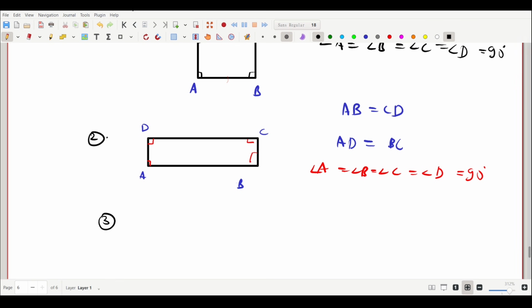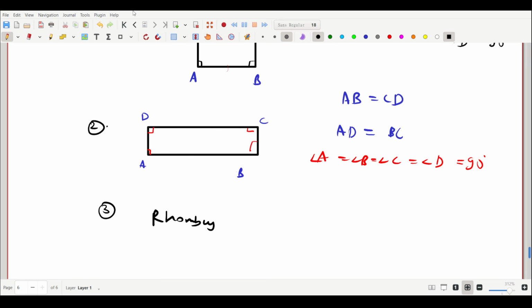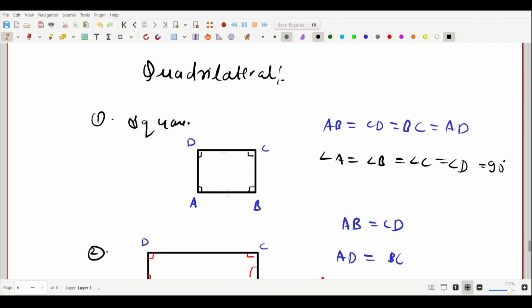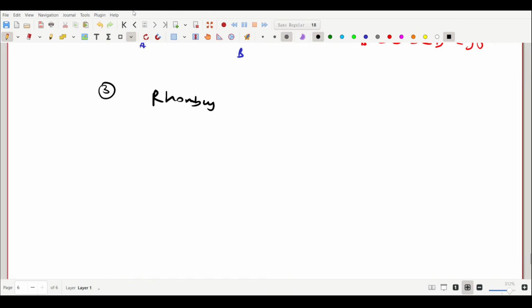Third is the rhombus. A rhombus is similar to a square, except for just one property, that its angles are not 90. That's it, but all four sides are equal. If all four sides are equal, that's a rhombus. Like this.